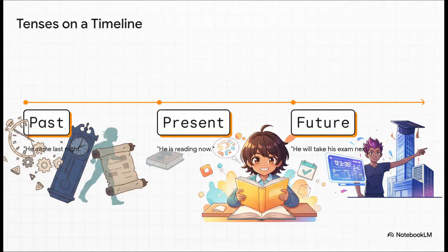Back in the past, we have finished actions, like he came last night. Here in the present, we have things happening now, like he is reading now. And looking forward to the future, we have predictions like he will take his exam. See, each tense isn't just some boring grammar rule. It's a specific coordinate on this map of time. And that's what gives you the power to tell your story with incredible precision.